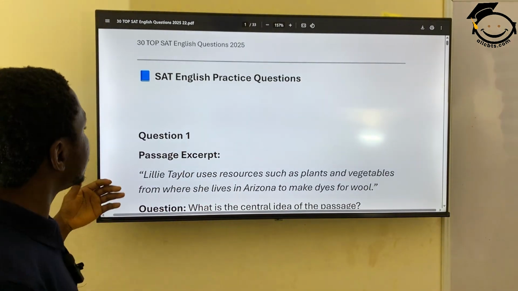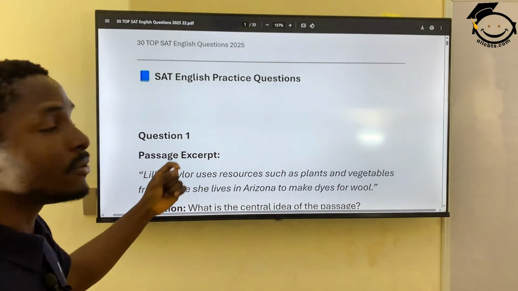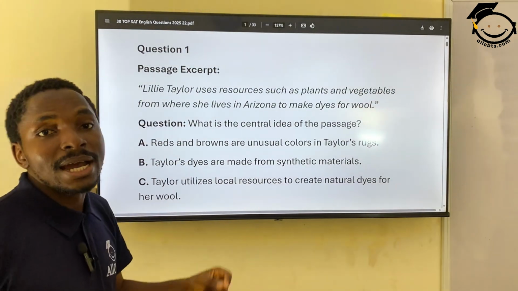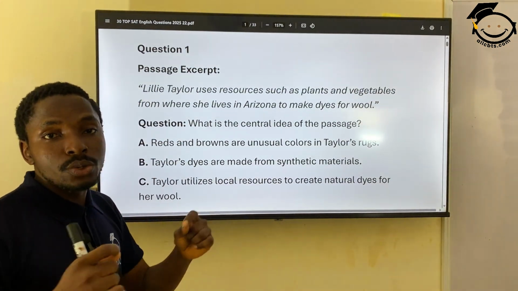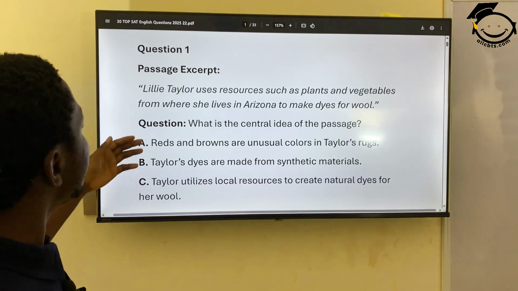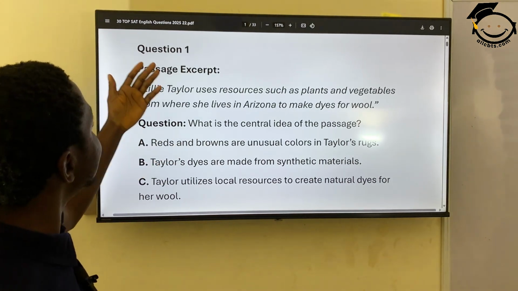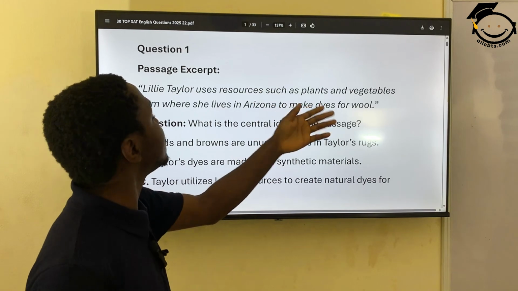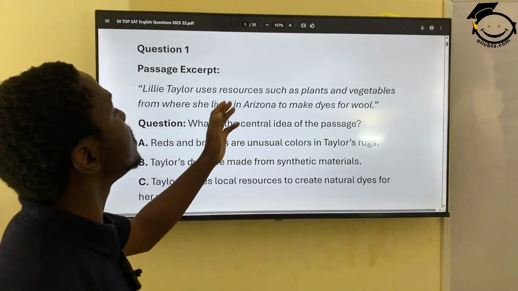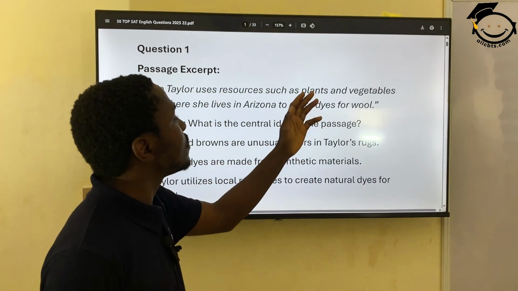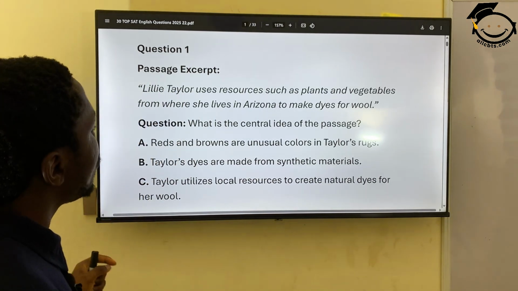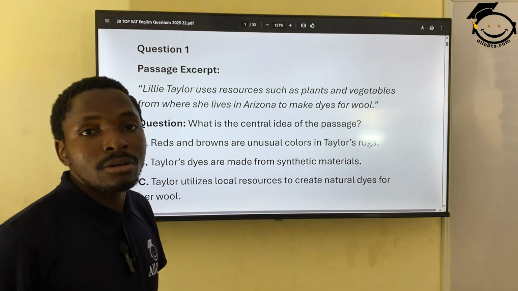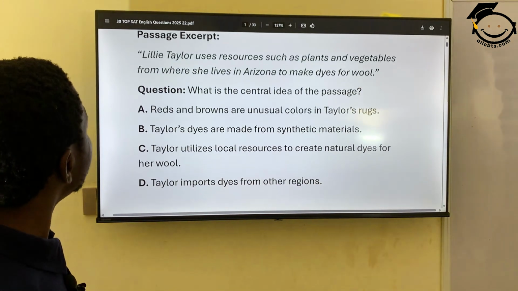We have question 1. This question is taken from a passage, it's an excerpt. An excerpt means a little cut from the passage. It says, Lily Taylor uses resources such as plants and vegetables from where she lives in Arizona to make dyes for wool. Question, what is the central idea of the passage? Then we have the options.